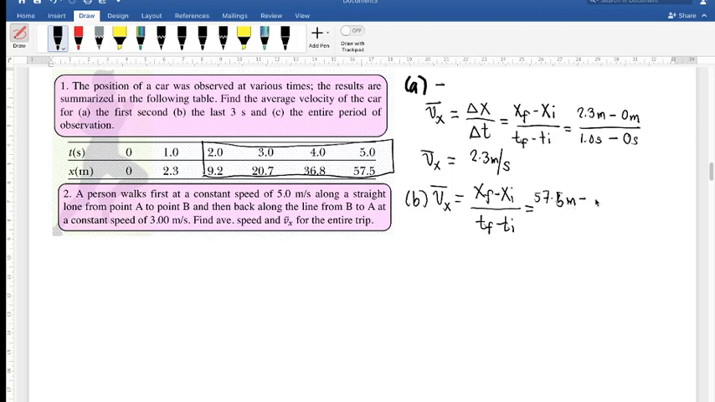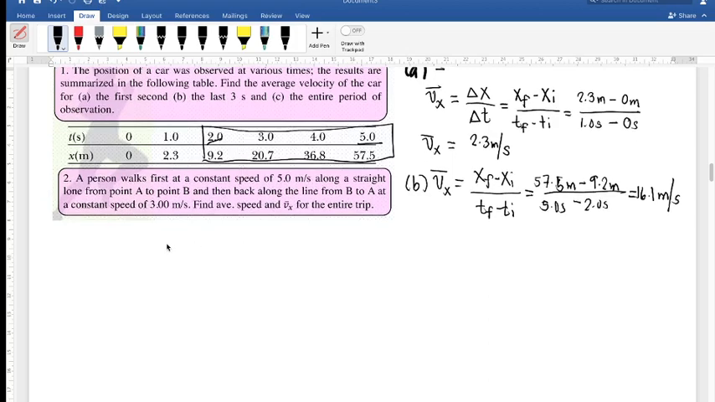meter minus the initial position for the last 3 seconds, which is 9.2 meters, and then the final time is 5 seconds. And then the initial time is 2 seconds. So that is how much? So you can try with your calculator if you have one in your side. Okay, so divided by 3, so that is equivalent to 16.1 meters per second. So ito yung average velocity for the last 3 seconds.